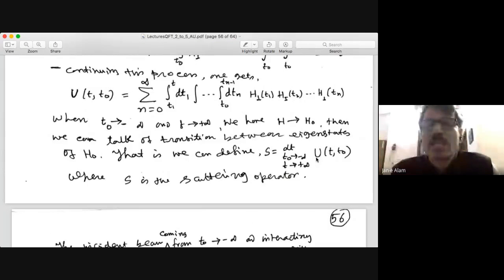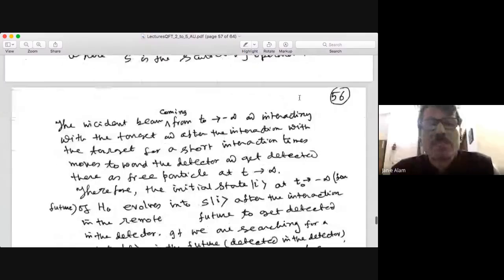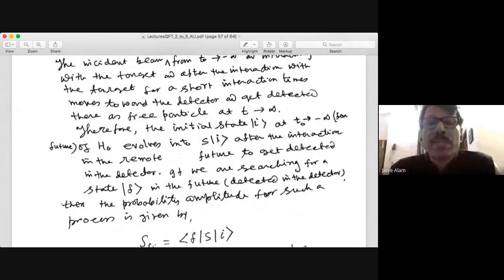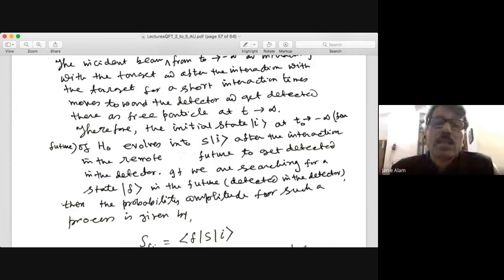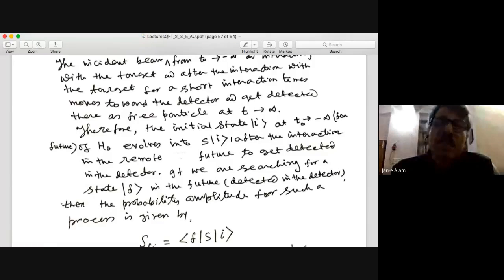The S contains the interaction because U contains the interaction. So the free state I, by free state I mean the state of the free Hamiltonian, interacts and becomes a state SI. If I operate S on this, then I get the information about the interactions, and this actually goes and hits the detector. And in the detector again, it is a free particle.